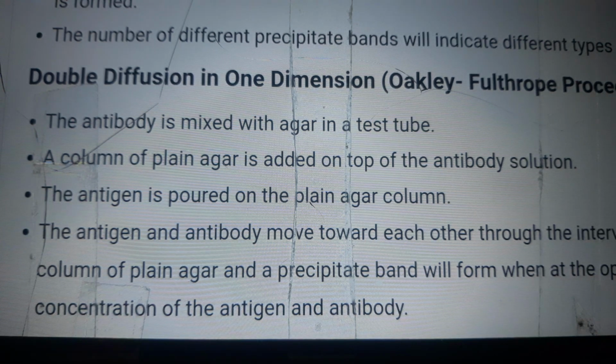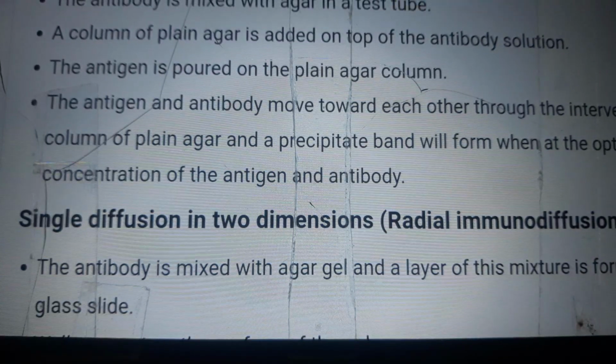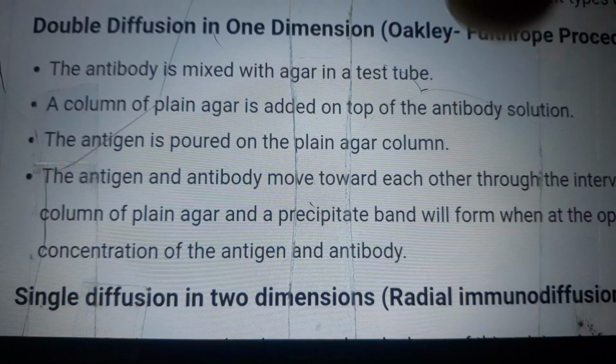Double diffusion in one dimension, the Oakley-Fulthorpe procedure. The antibody is mixed with agar in a test tube. A column of plain agar is added on top of the antibody solution. Antigen is poured over the plain agar column. The antigen and antibody move towards each other through the intervening column of plain agar, and a precipitate band will form at the optimum concentration of the antigen and antibody.